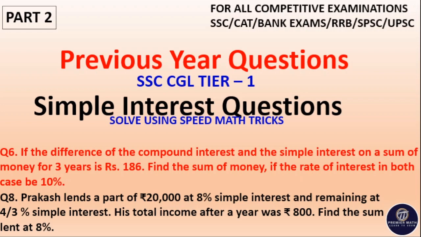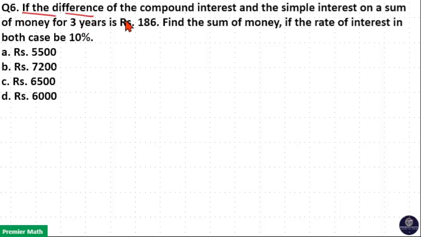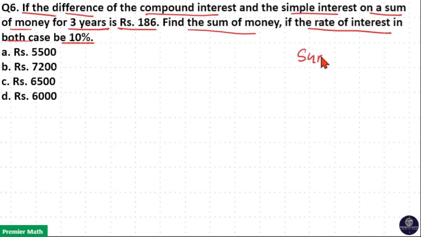Our first question is, if the difference of the compound interest and simple interest on a sum of money for 3 years is rupees 186, find the sum of money if the rate of interest in both the cases be 10%. Let us consider sum as 100 parts. If you find the value of one part, then sum is equal to 100 into value of one part. So this is the concept of parts here.